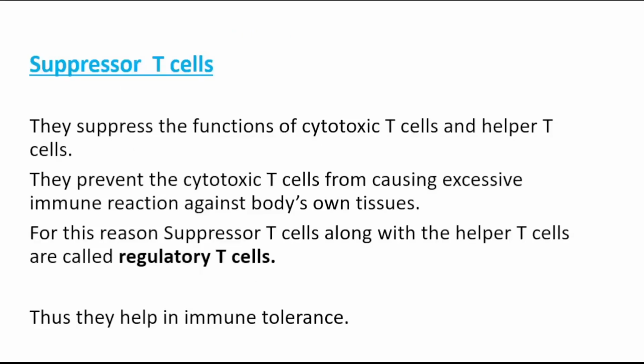Moving on to suppressor T cell. As the name indicates, they suppress the functions of cytotoxic T cells and helper T cell. They prevent the cytotoxic T cell from causing excessive immune reaction against body's own tissues. For this reason, suppressor T cells along with the helper T cells are called regulatory T cell. So they help in immune tolerance, that is limiting the ability of the immune system to attack body's own cell. So that is known as immune tolerance.